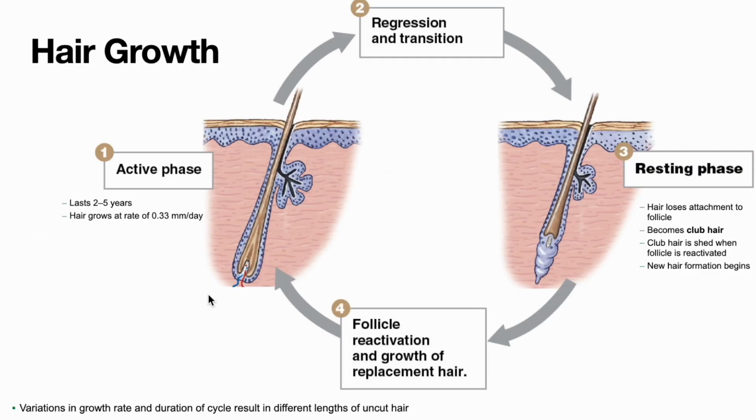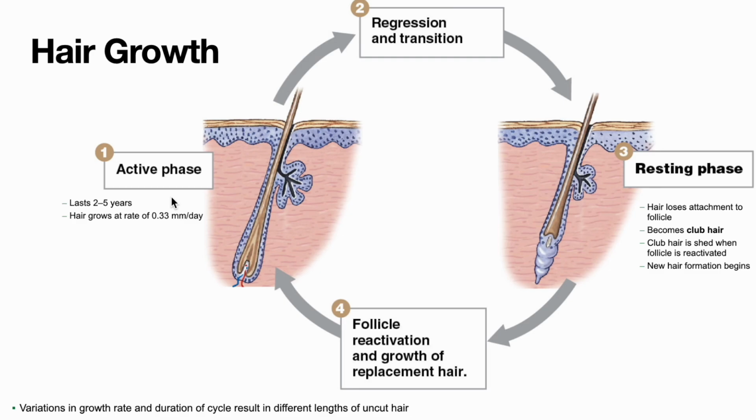Now, how does your hair grow? Well, it goes through a cycle, and that cycle starts with the active phase. This is where the hair is actively growing. On average, the hair on your head grows about a half an inch a month. Some people a little less, some people a little more. And this active phase typically lasts about 2 to 5 years, which means hair could grow anywhere from 12 to 30 inches over its lifetime.